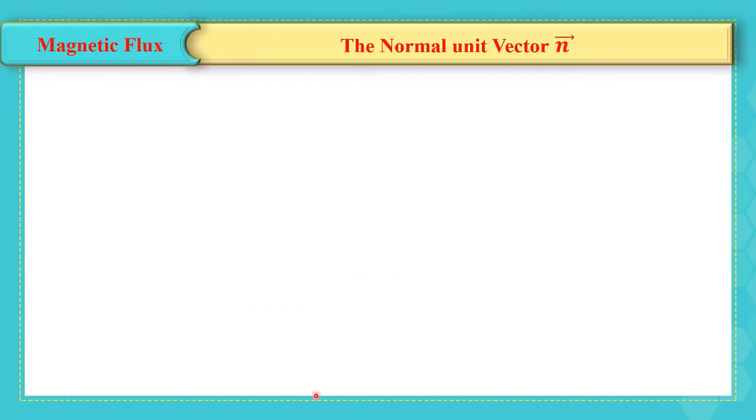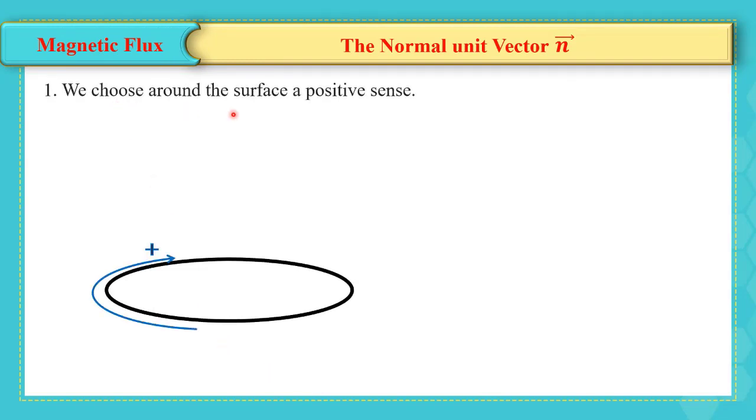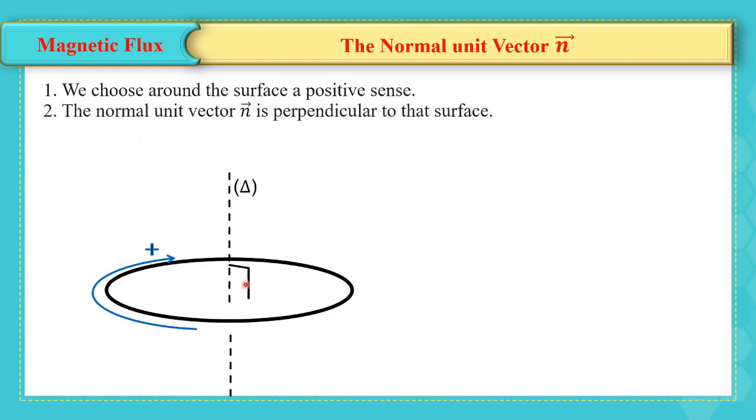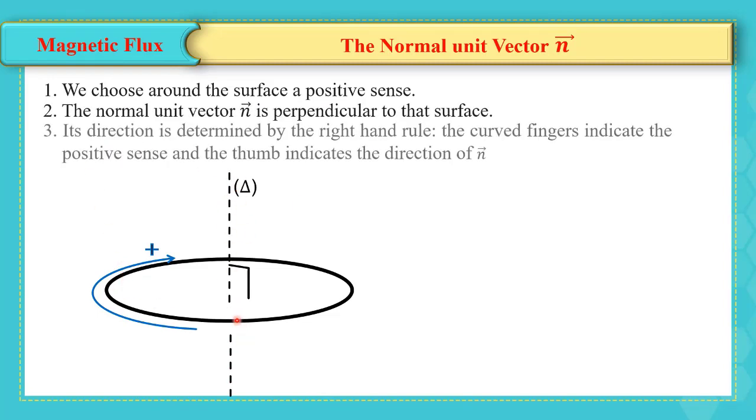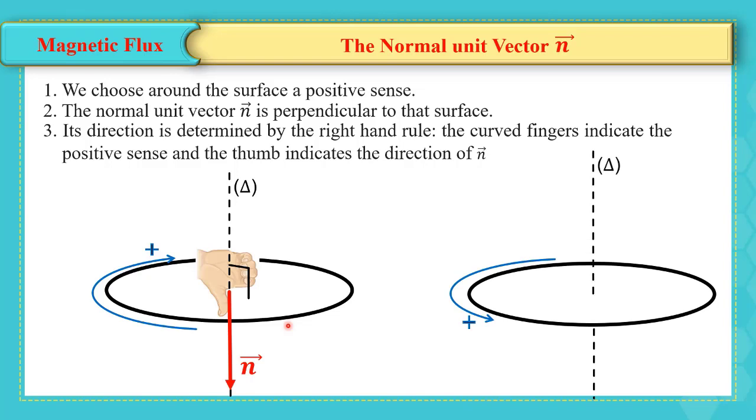Let's see now how we can determine the normal unit vector n. We choose around the surface a positive sense. The normal unit vector is perpendicular to that surface. Its direction is determined by the right hand rule. The curved fingers indicate the positive sense and the thumb indicates the direction of n. Note that when the positive direction is reversed, the direction of the normal unit vector n will reverse too.